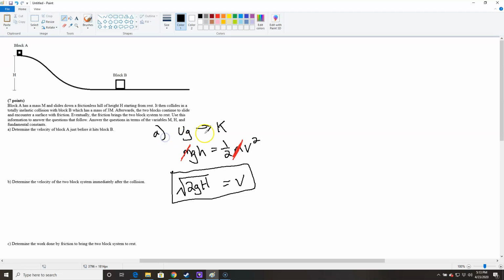So moving on to B, it says determine the velocity of the two-block system immediately after the collision. So by conservation of momentum, m_A v_A plus m_B v_B equals... it says the two blocks continue to slide and encounter a surface with friction. We are under the assumption that they stuck together because it says here totally inelastic collision. So we'll do (m_A plus m_B) multiplied by v.